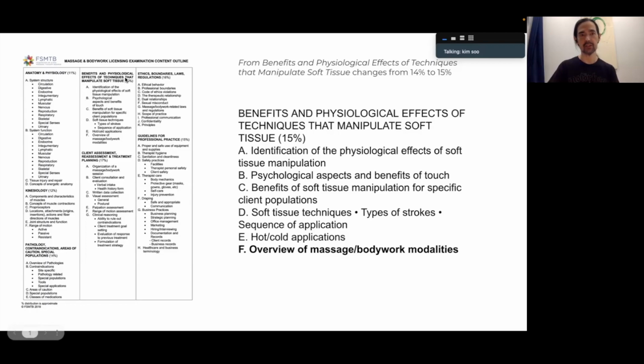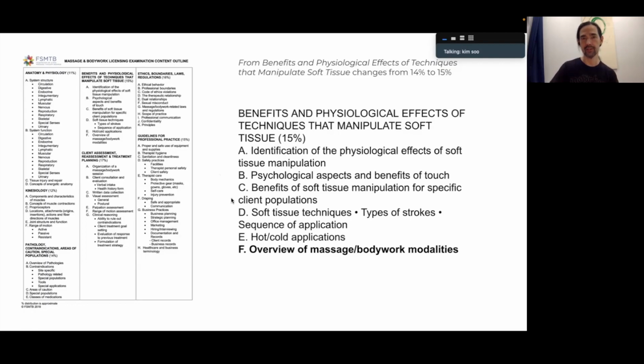15% pathology, contraindications, 15% benefits and physiological effects of techniques that manipulate soft tissue, 15 to 20% client assessment, 15 to 20% ethics, boundaries, laws, and regs, and then 15% guidelines for professional practice. This is all taken from the FSMTB massage and bodywork licensing examination content outline online. It's all available online.